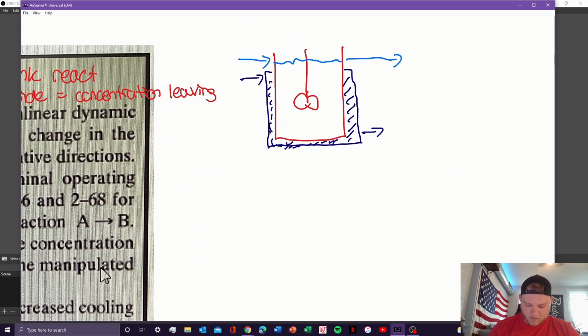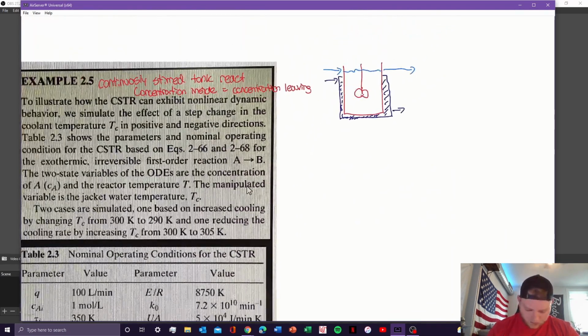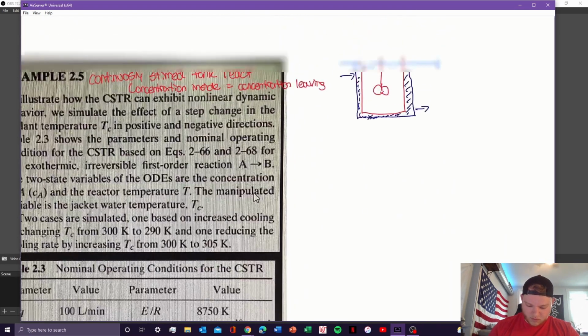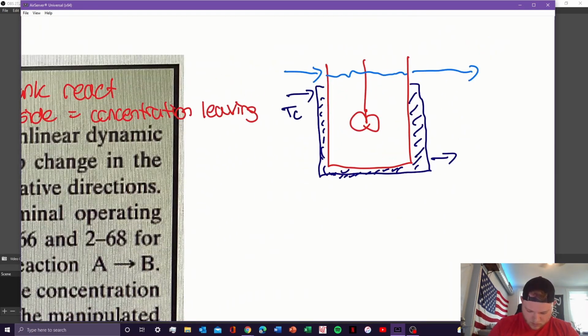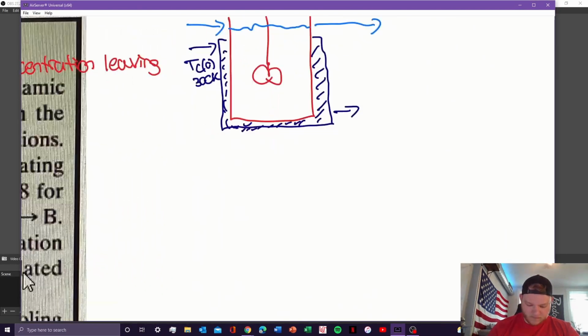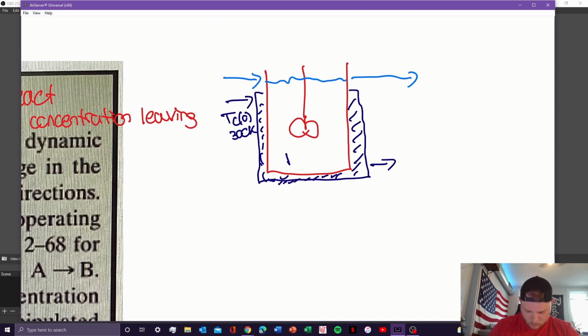Now let's see if we have some variables for those things. We can see already that the initial temperature of the coolant is 300 Kelvin. We can see that the temperature inside the tank is 350 degrees Kelvin.